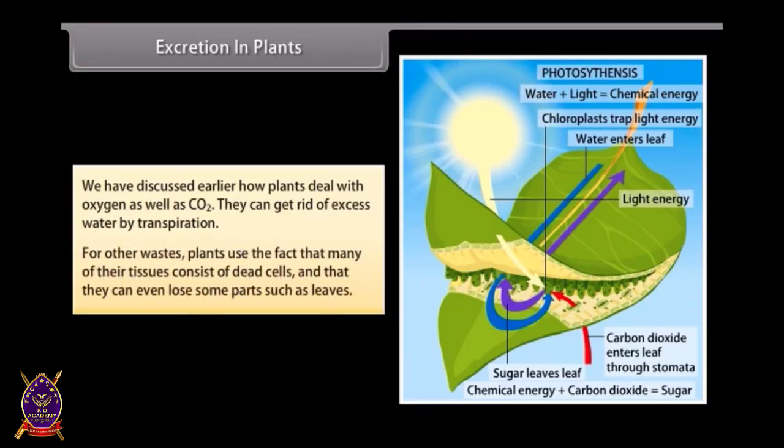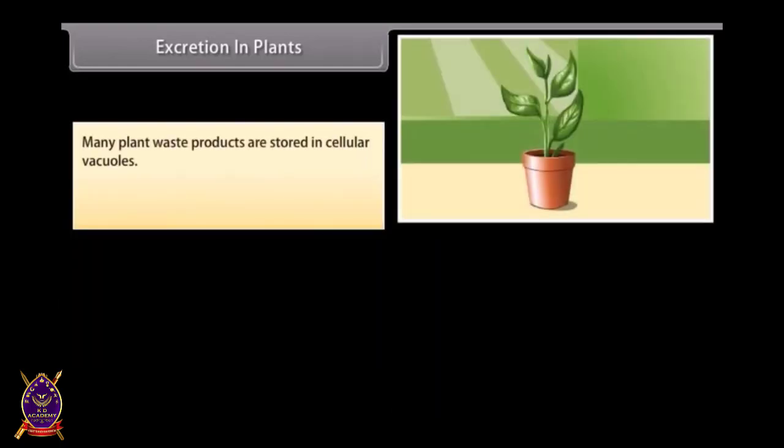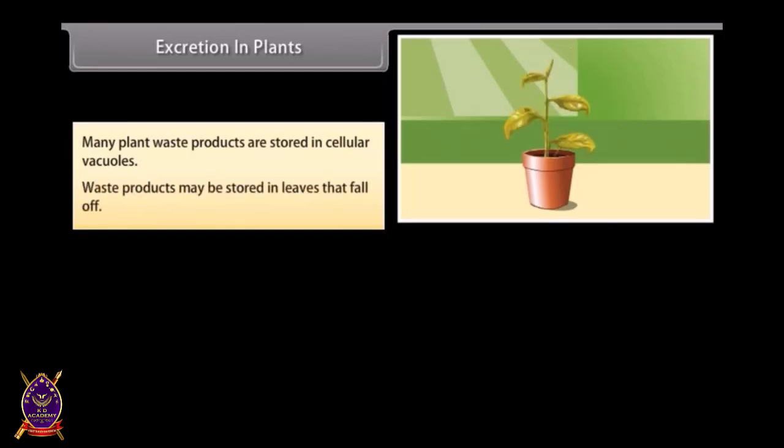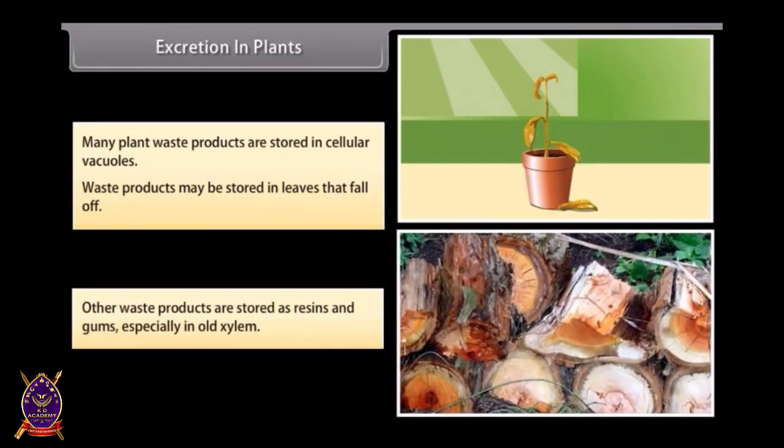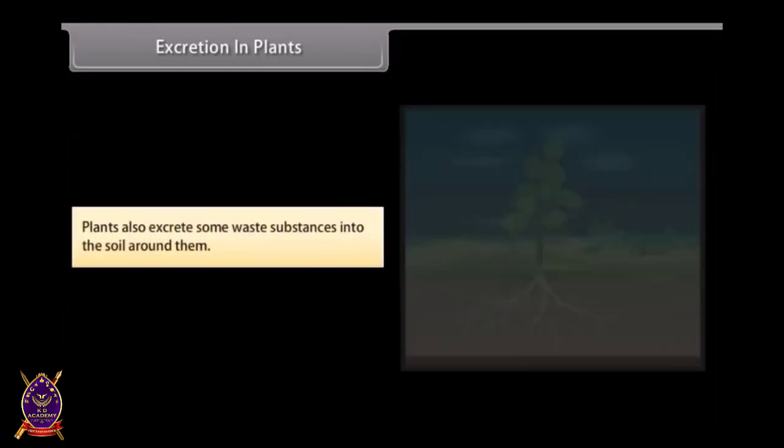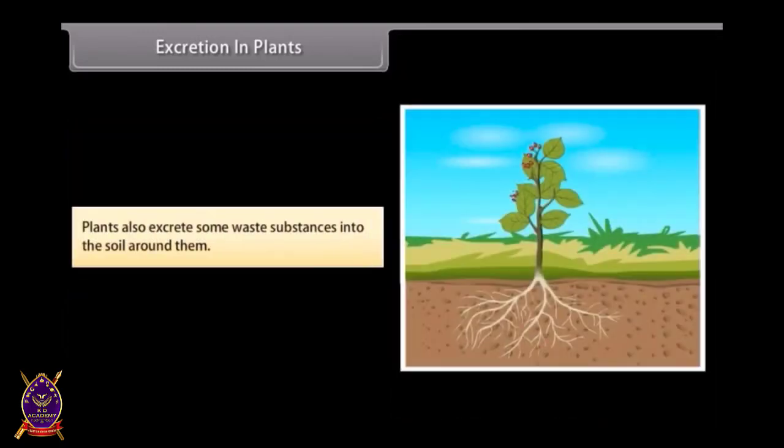For other wastes, plants use the fact that many of their tissues consist of dead cells and they can even lose some parts such as leaves. Many plant waste products are stored in cellular vacuoles. Waste products may be stored in leaves that fall off. Other waste products are stored as resins and gums, especially in old xylem. Plants also excrete some waste substances into the soil around them.